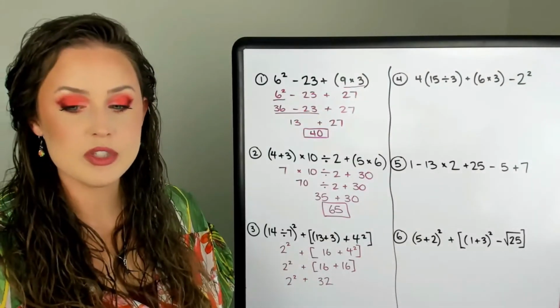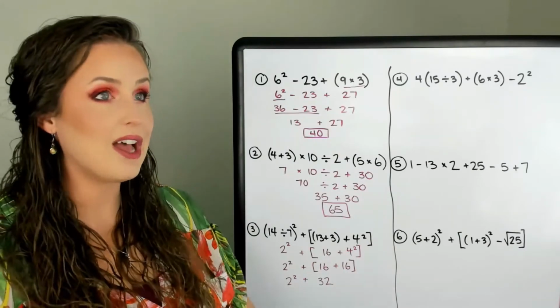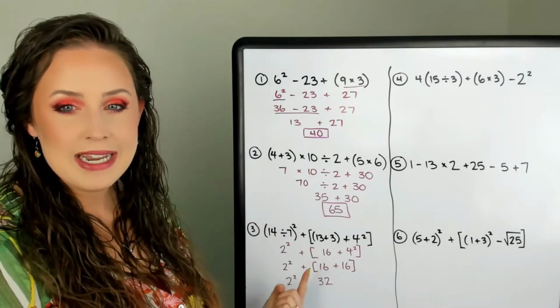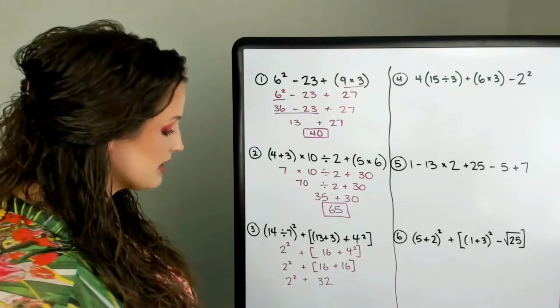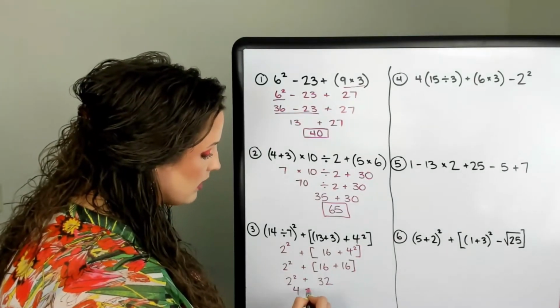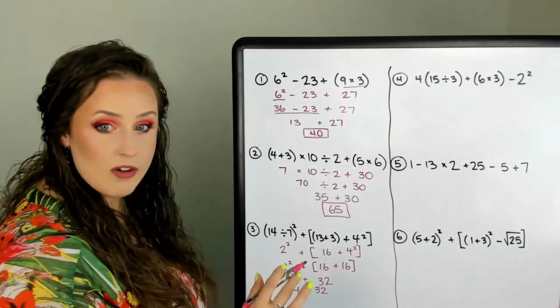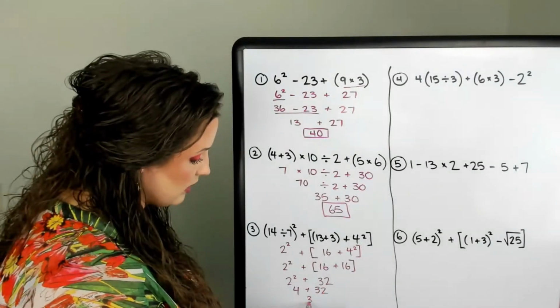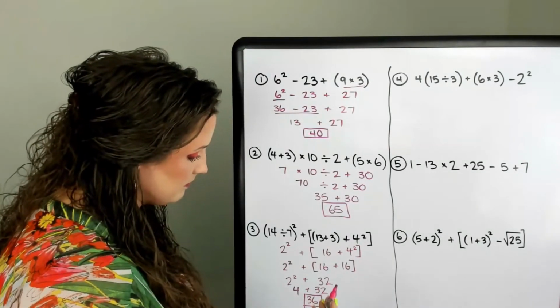So 2 squared plus 32, the next thing with order of operations, now that we've finally done our parentheses, is to do the 2 squared because that's our exponent. So that would be 4 plus 32. So our final solution is going to be 36 on that one.